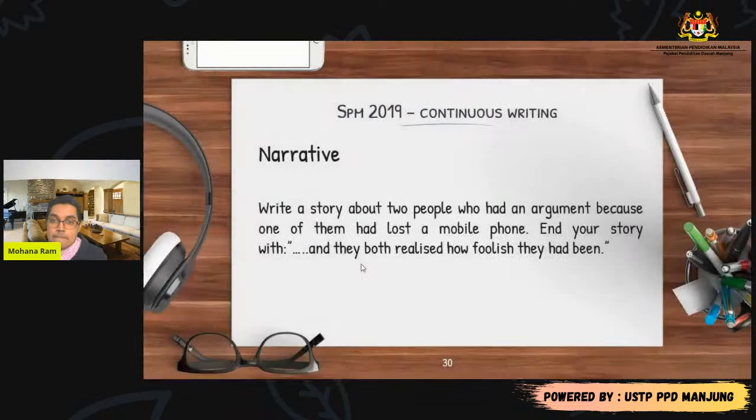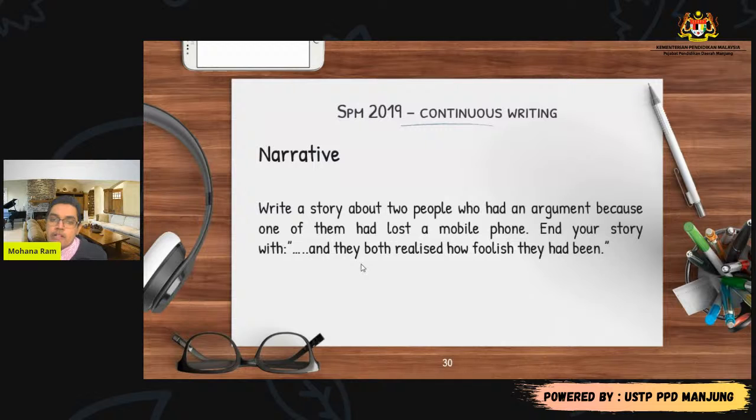The next question, narrative. Write a story about two people who had an argument because one of them had lost a mobile phone. End your story with, and they both realized how selfish they had been. Now, this narrative is quite difficult. Why? First, it's about two people who had an argument because one person thinks the other person had stolen the handphone, probably. Or one person is blaming the other for the handphone going missing. So the handphone going missing must be related to both of them.